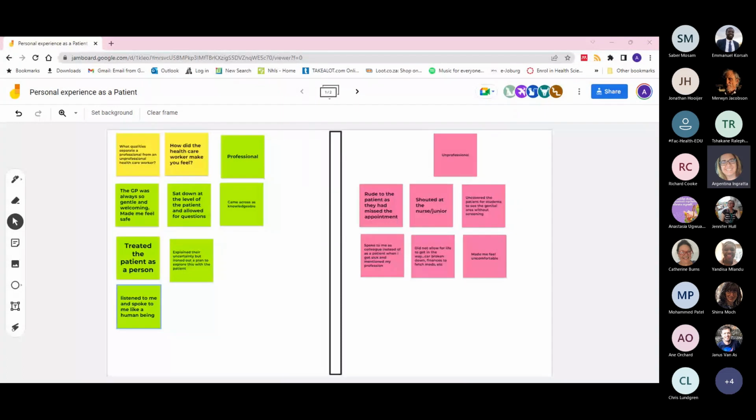Any kind of shouting at any level, but particularly juniors and or allies. Uncovering the patients with students to see the genital area without screening and putting the curtains on, treating patients like objects. Really, this was quite poor. And this happens all over.